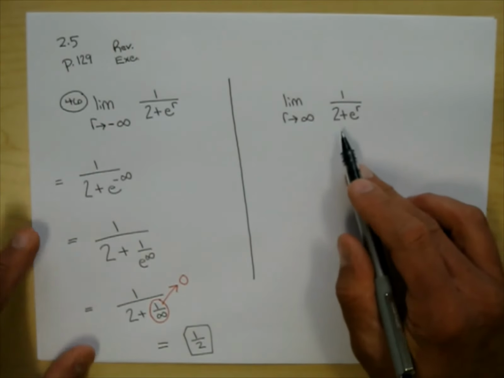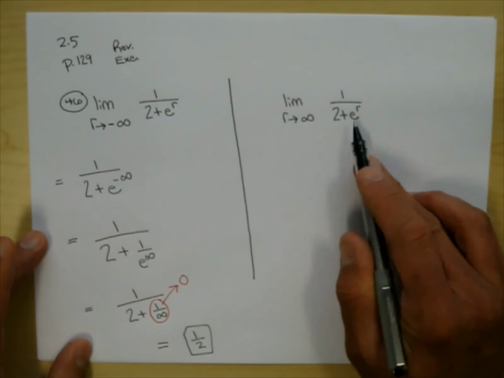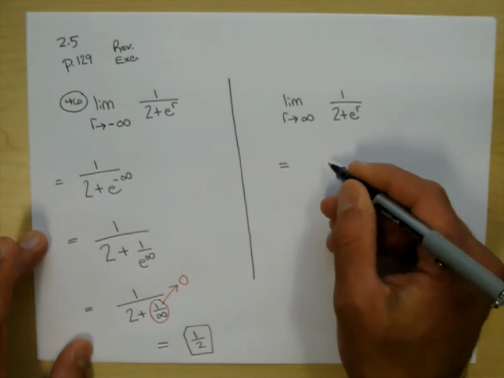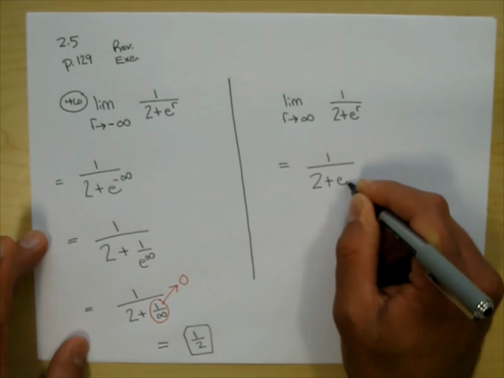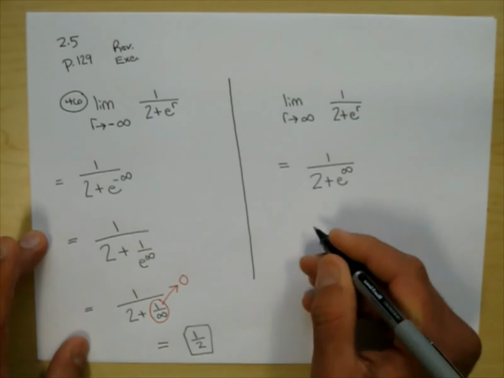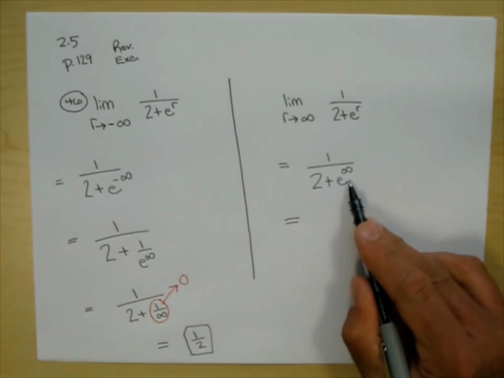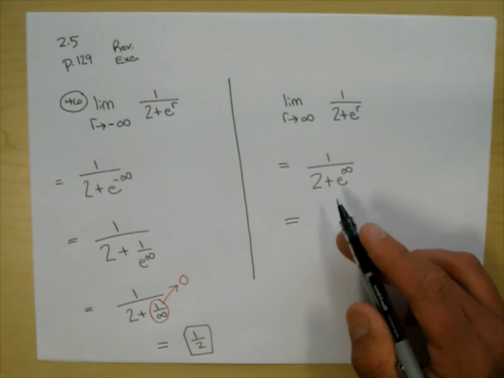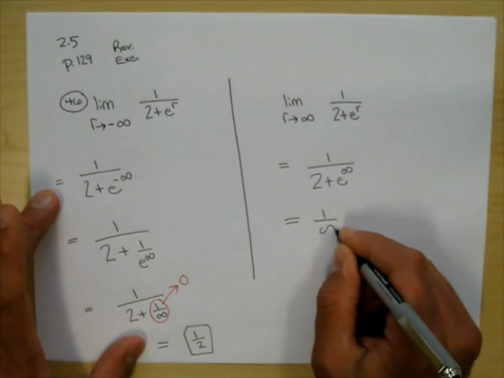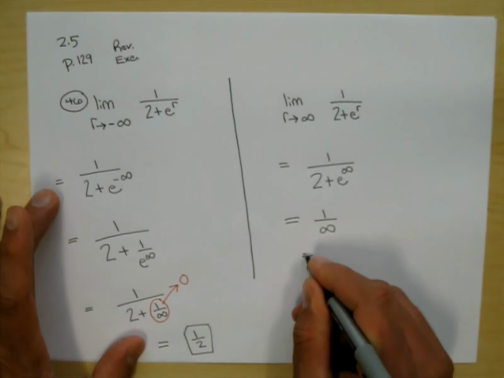Meanwhile, on this one, let's see what happens when you put infinity for this guy here. This gives you 1 over 2 plus e to the infinity. Okay, e to the infinity is infinity. What's infinity plus 2? Infinity plus 2 is infinity. This is 1 over infinity, which gives you 0.